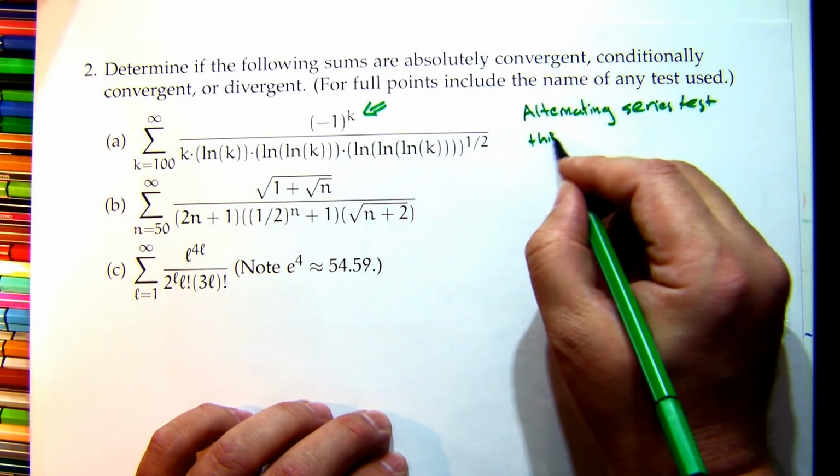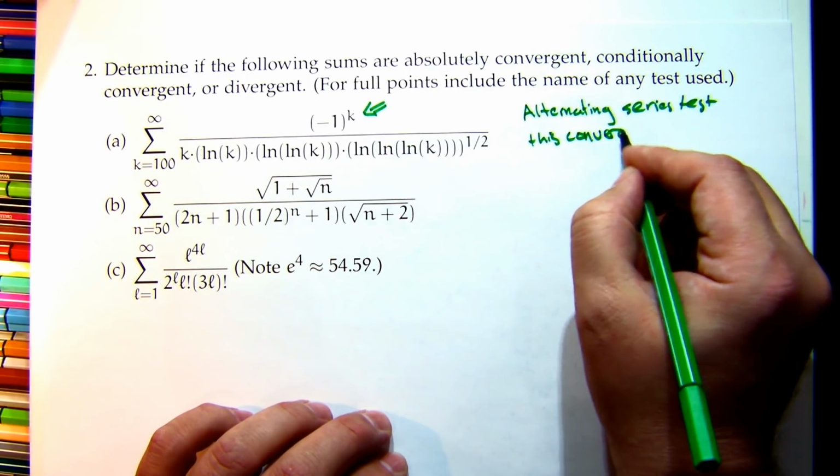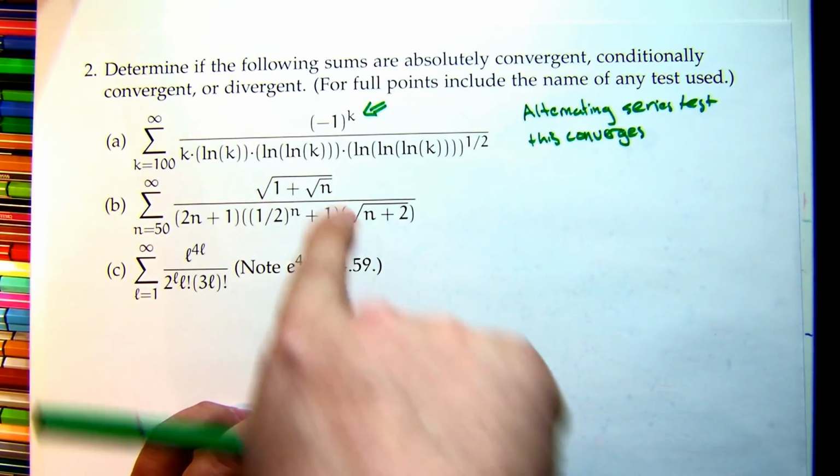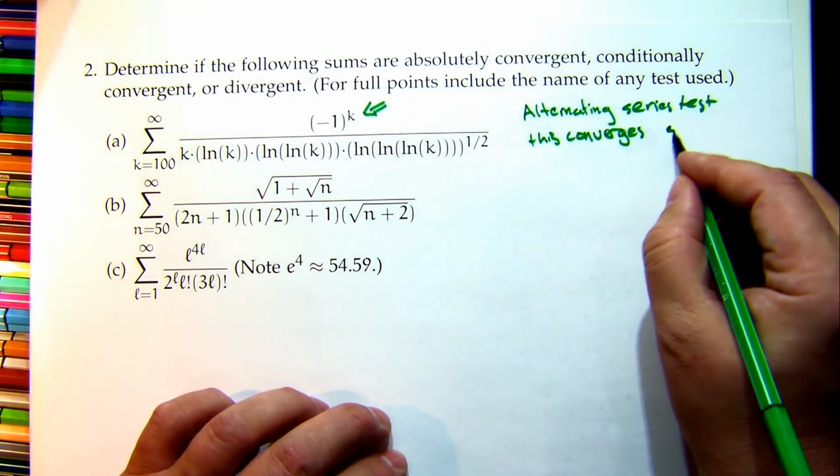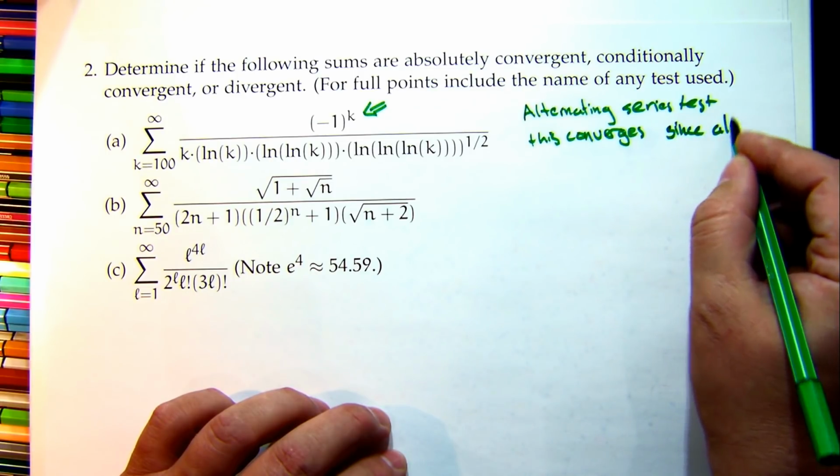This converges. So we don't have to prove the alternating series test? Well, you have to say it's alternating and goes to 0. Say it alternates and goes to 0.